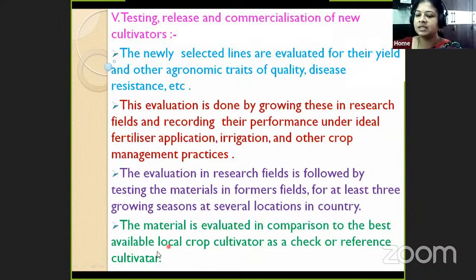After this comparison with the local crop cultivar, if the hybrid variety or testing material has more desirable characters than the local cultivar, it is treated as a new hybrid variety, and finally it is released into the market as a new hybrid variety for cultivation purposes. So that is the last step: testing, release, and commercialization of new cultivars.